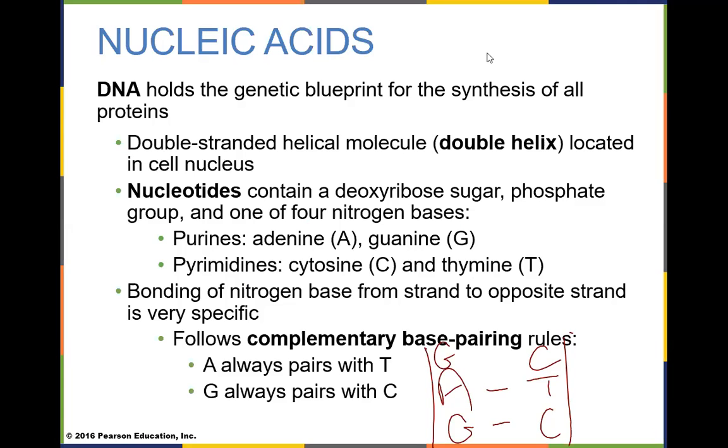Guanine always pairs to cytosine and adenine always pairs to thymine because that's their complement, and they form hydrogen bonds between them to hold them together. And it's those hydrogen bonds that actually cause the molecule to twist into its double helix shape.